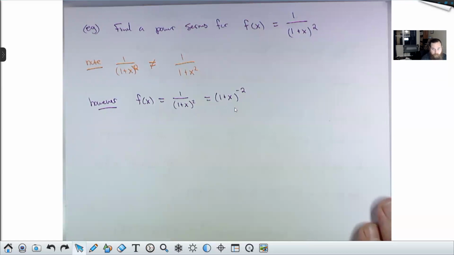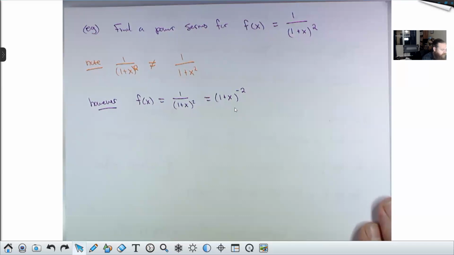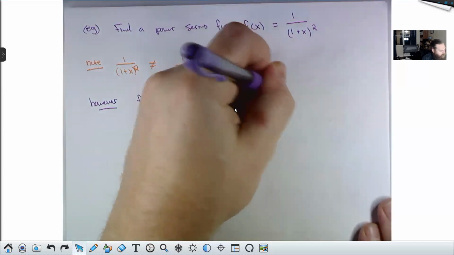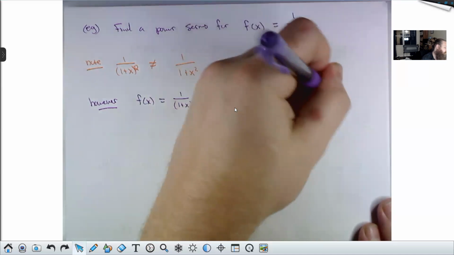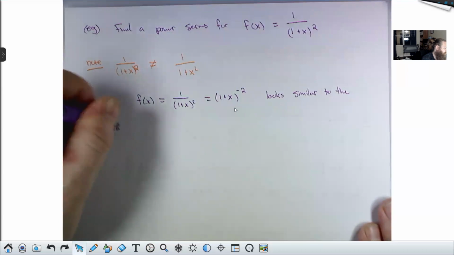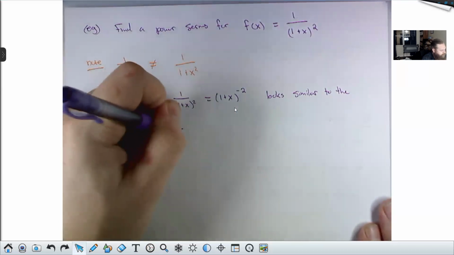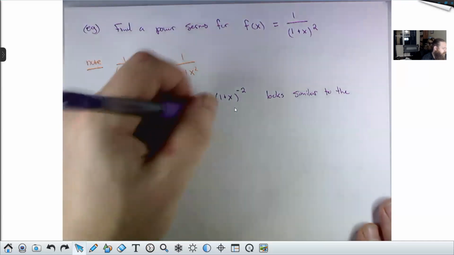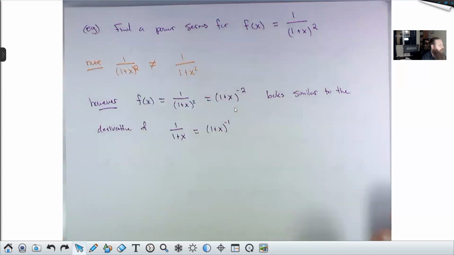And follow me carefully here. This looks similar to the derivative of 1 over 1 plus x, which, you know, the original guy, 1 over 1 plus x, is (1 plus x) to the negative 1, right? If you were to differentiate this, you'd get something like this.